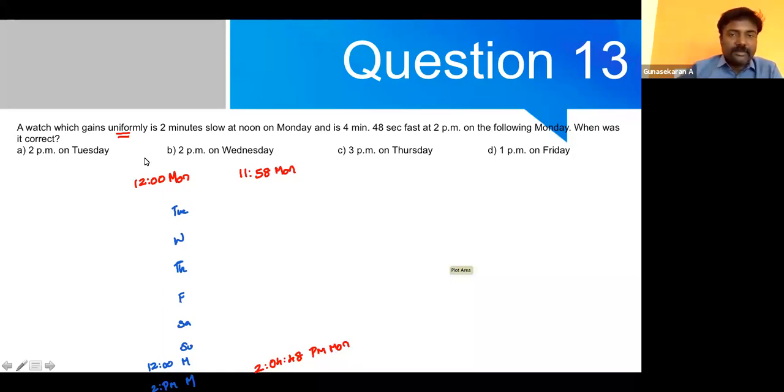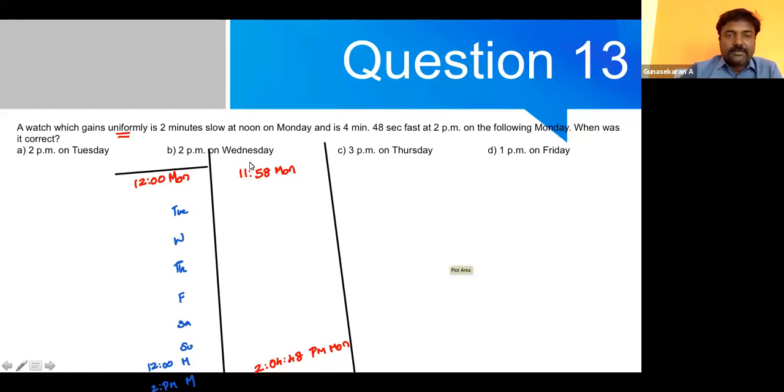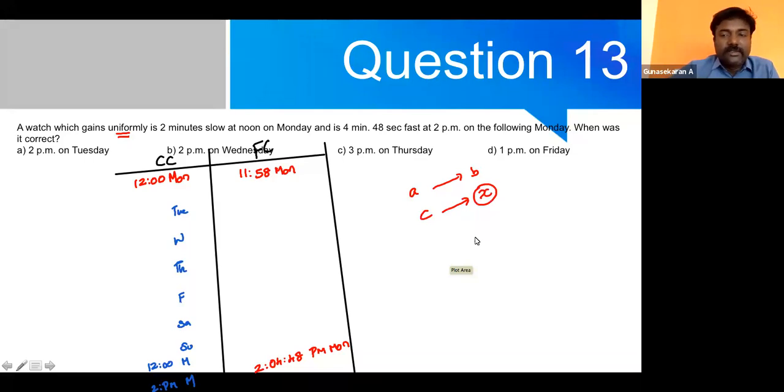Is that correct? First understand: the left hand side is the correct clock and the right hand side is the fast clock. 11:58 Monday. Next week, 2 p.m. Monday. Understand? For all these types of questions, only one thing you have to find: reference. A, B, C, what is X? So A into X equals B into C, X is equal to B into C by A. This is the formula we are going to apply.